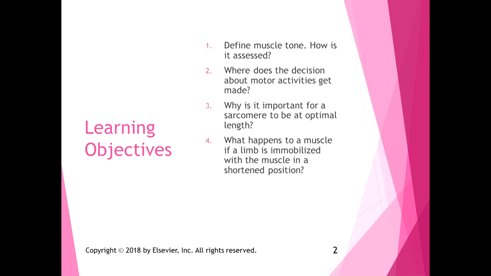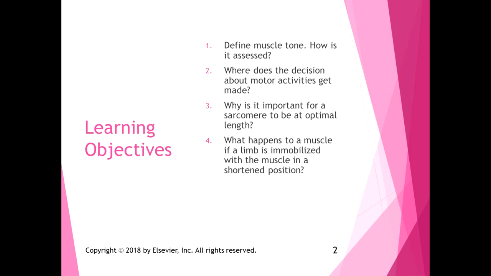So we're going to start with a review of muscle function and then move into motor neurons and spinal motor function. The learning objectives for this part of the lecture: we're going to talk about muscles and muscle tone. What is muscle tone and how is it assessed? And where does the decision about motor activities get made? Why is it important for a sarcomere to be at optimal length? We've talked about sarcomeres in previous classes. It's the smallest unit of muscle function. And what happens to a muscle if a limb is immobilized with the muscle in a shortened position?